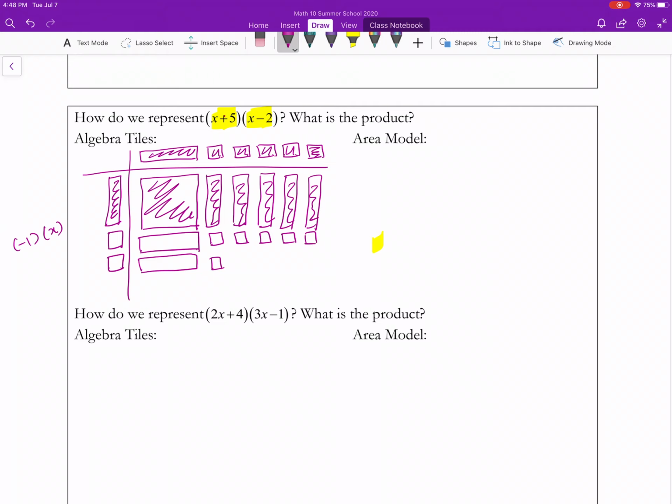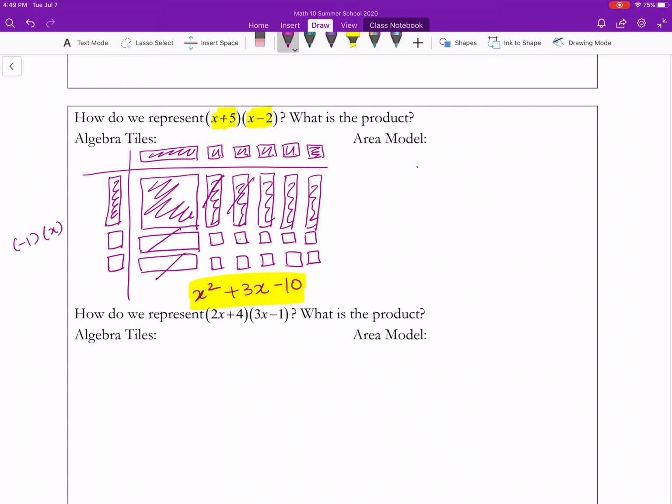Now let's see. This negative tile and this positive, they cancel out because plus 1 minus 1 cancel out. Similarly here, plus x minus x they cancel out. And what are we left with? 1x squared. How many x are there? 1, 2, 3. 3x. And how many negative ones are there? 1, 2, 3, 4, 5, 6, 7, 8, 9, 10. So minus 10. So that is my solution if I use algebra tiles.